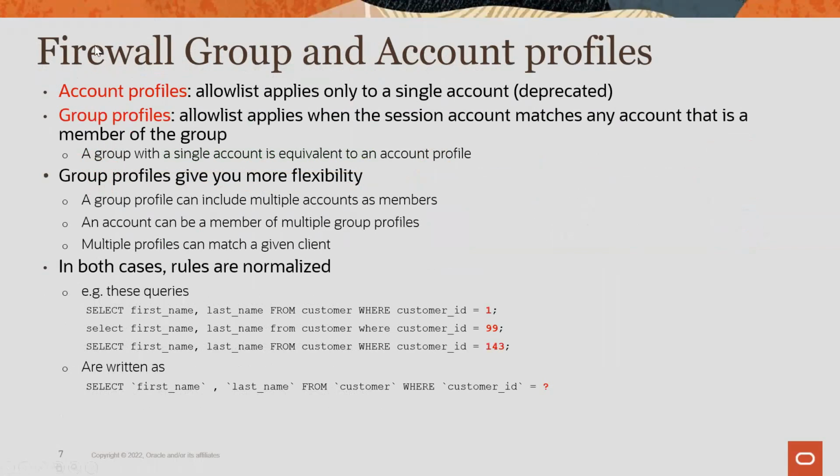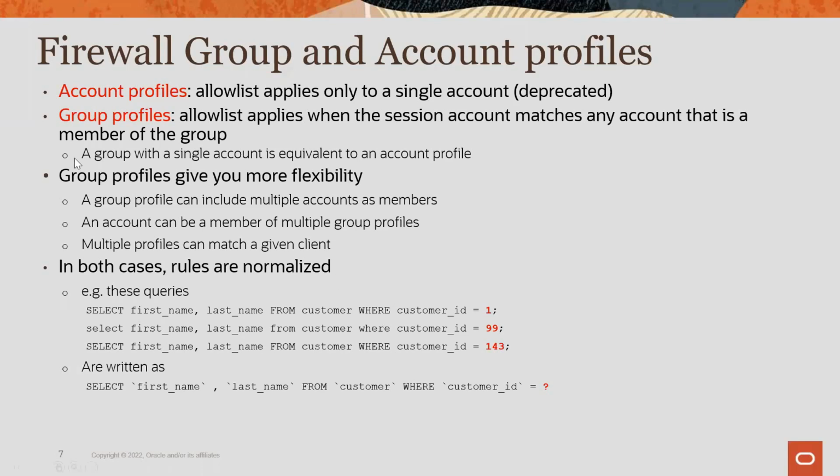Now, a few examples here: firewall group and account profiles. First, you have account profiles. So here, basically, the allow list applies to a single account. This is a deprecated approach. As of MySQL 8.0.23, the firewall now supports group profiles. The group profiles can have multiple accounts as members. So the profile allow list is applying equally to all members.